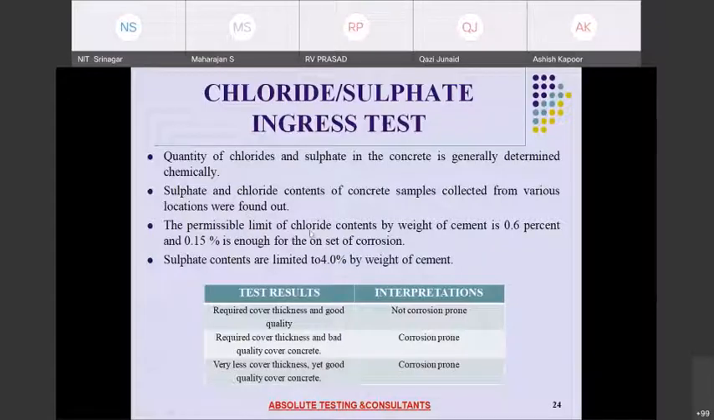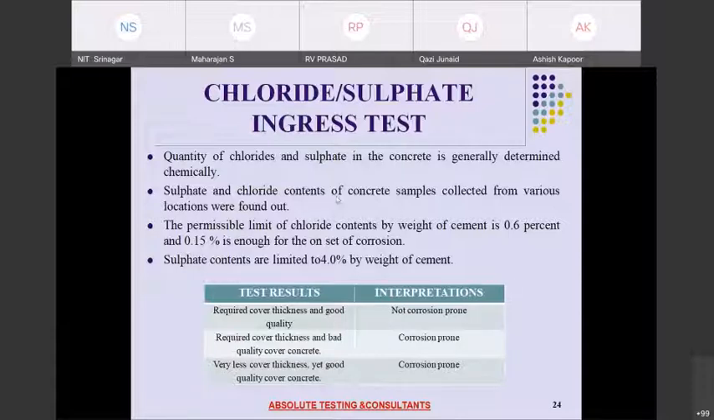The permissible limit of chloride content by weight of cement is 0.6%, and in some cases we have seen that 0.15% is enough for the onset of corrosion. But the actual codal provision is that 0.6% is the permissible limit, and for sulfate it is 4% by weight of cement.